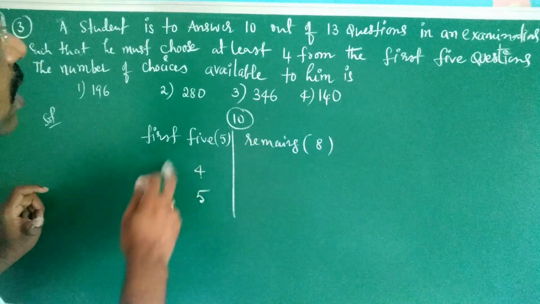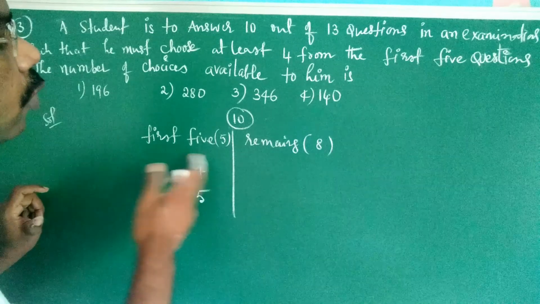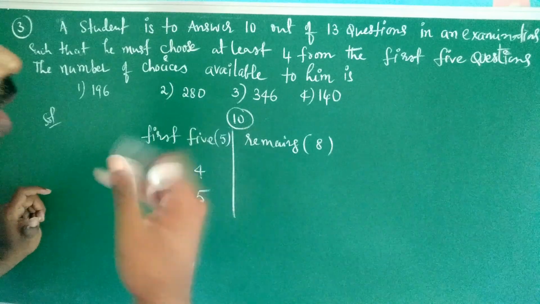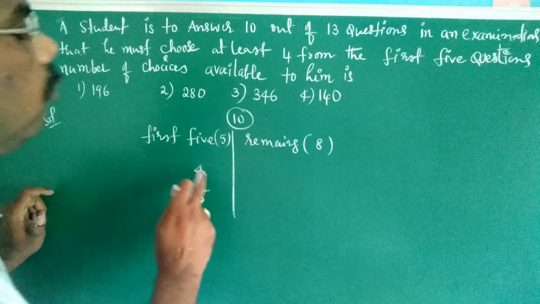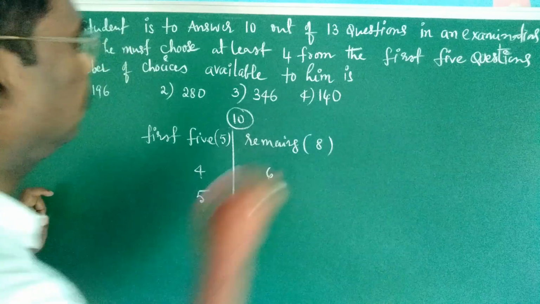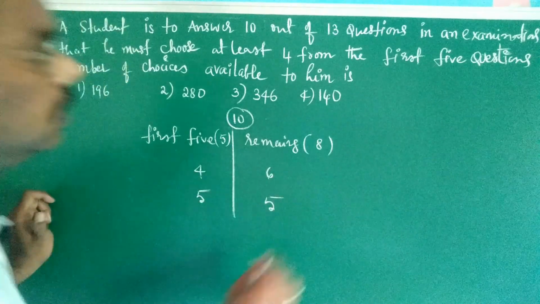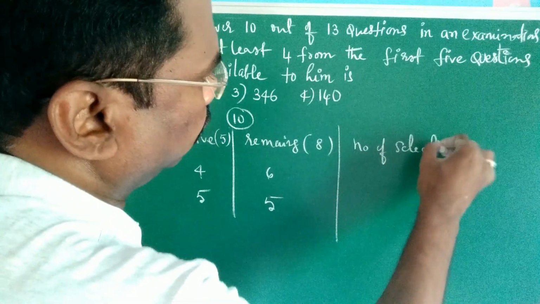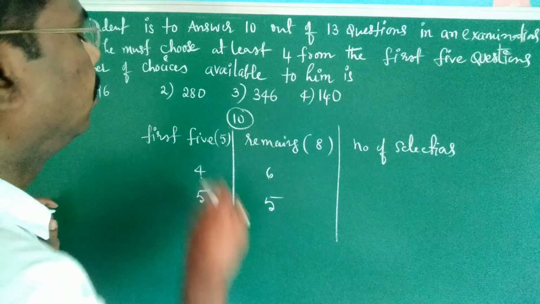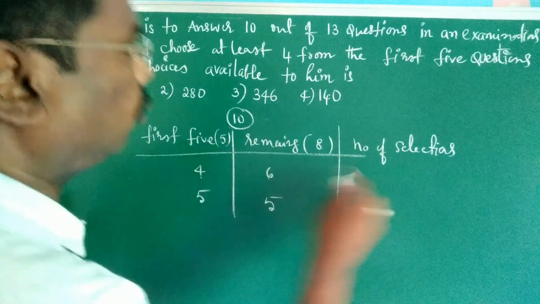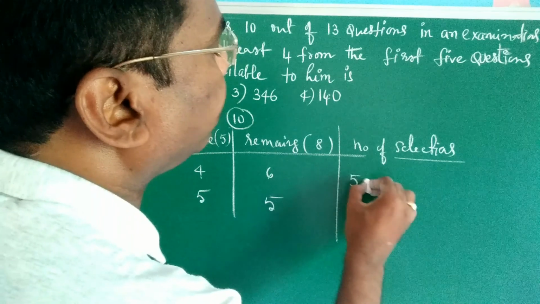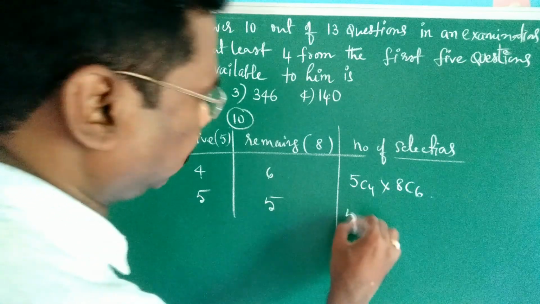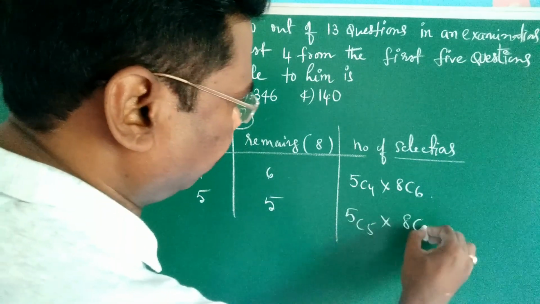Taking 4 from the first 5 questions means 6 from the remaining 8. And taking 5 means 5 from the remaining. Therefore, the number of selections is equal to 5C4 into 8C6, plus 5C5 into 8C5.